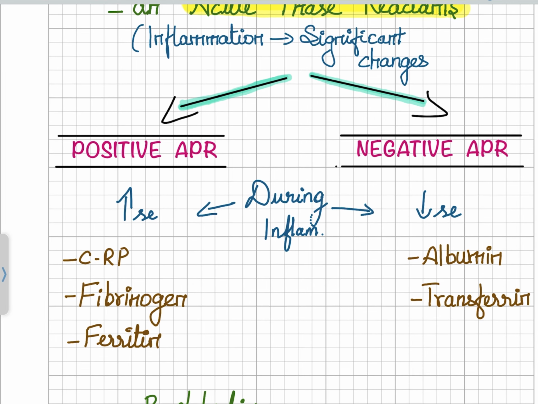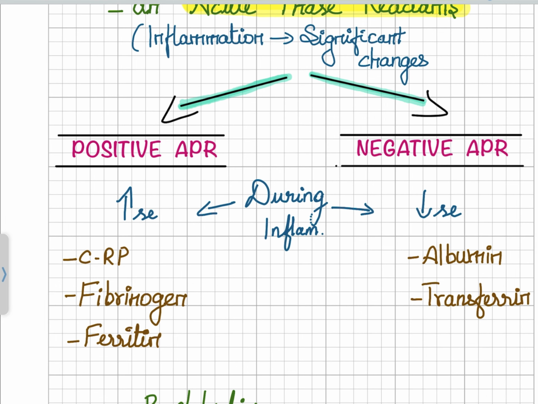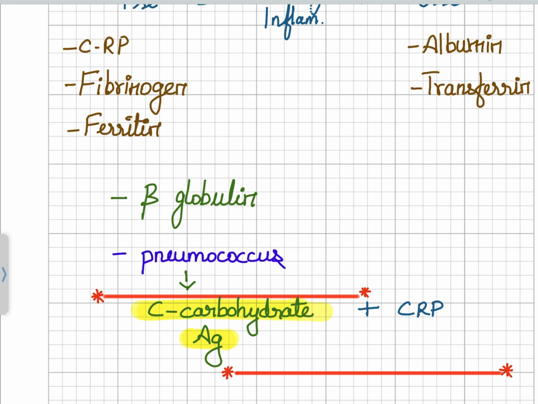And a few examples I have discussed here for positive acute phase reactants: CRP, fibrinogen, ferritin, and for negative acute phase reactants, albumin and transferrin. There are further examples, but I have discussed only a few. Okay, CRP comes under it; it increases during inflammation. Understood? Now, in ABC, A is gone. Now, for B, it comes under the beta globulin family, right?